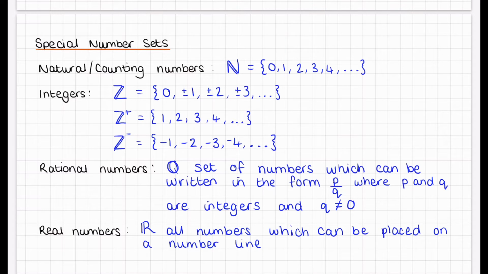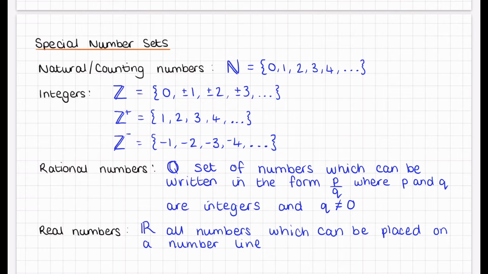Within integers, we have just an integer, which we use Z. Then you have Z plus, which is positive integers, and Z minus, which is negative integers. And you can see there how we can write the sets. With the positive and negative, note 0 isn't a part of either of those because 0 is neither positive nor negative. So 0 actually only comes into the general integer set.